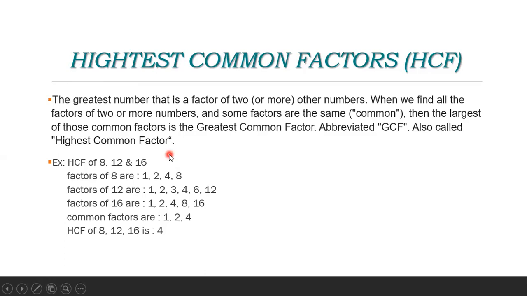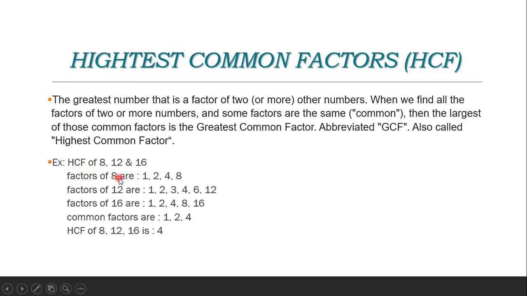So how will we find the factors if they give two or more numbers? The same way you have to find the factors, and among the common factors, as we have seen before, you find which will be the largest or greatest number. That will be the HCF of the numbers. See the example here, HCF of 8, 12 and 16.